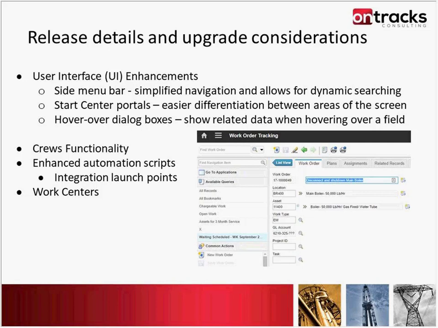Hover dialog boxes have been added, so there's a little eye beside a lot of the attributes that you can hover over. It's going to show some related information compared to calling relationships. So, for example, on the screen there, beside the asset attribute, there's a little eye. You can hover over that, and it's going to show additional information about the asset record.